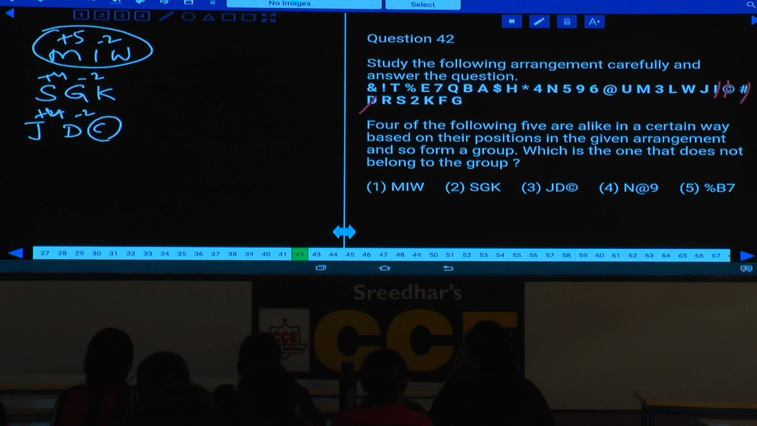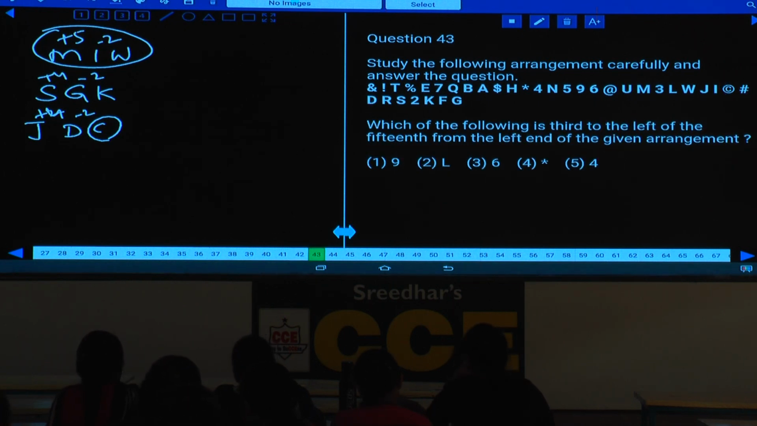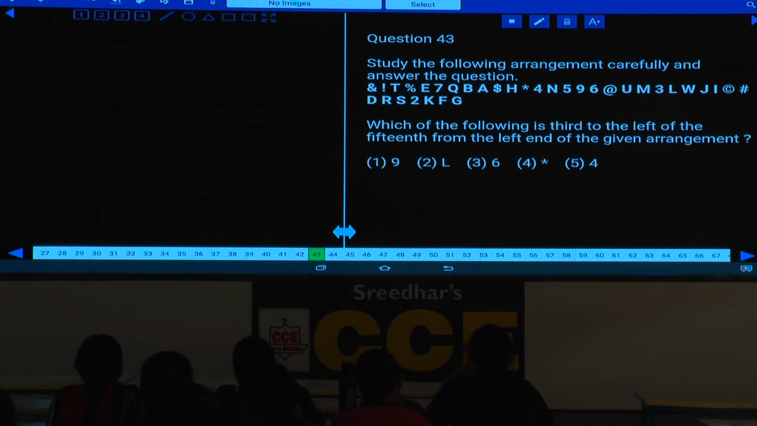Then question number 43. Which of the following is third to the left of the 15th element from the left hand side?